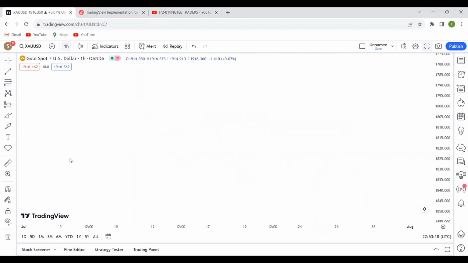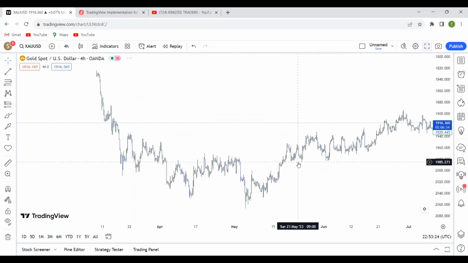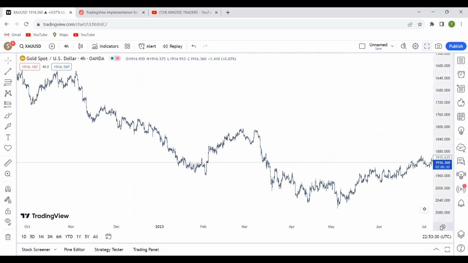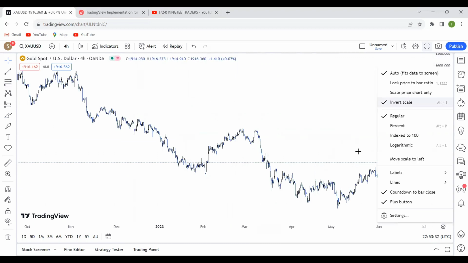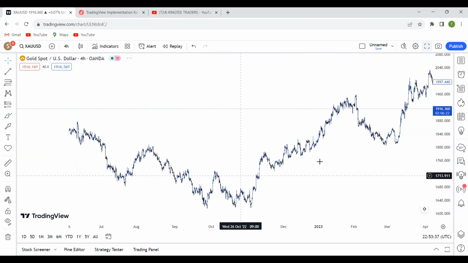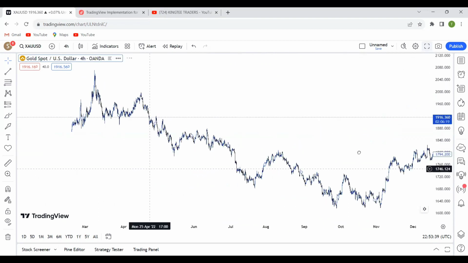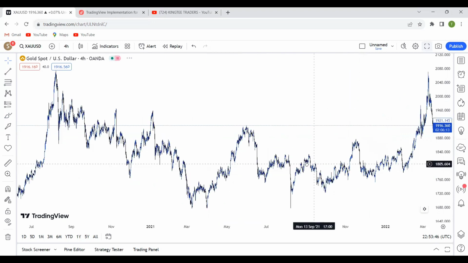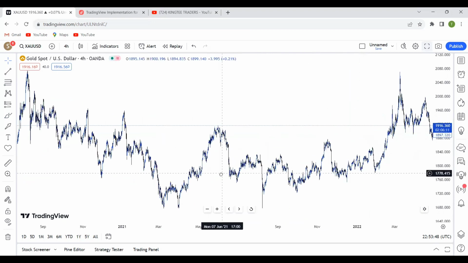So first of all, I'll start with the bigger time frame because that's where we are identifying the overall trend of a market. So this is gold, and gold here is my favorite pair, and in this video I'll be analyzing this pair, gold. So this is gold on the 4-hour time frame.